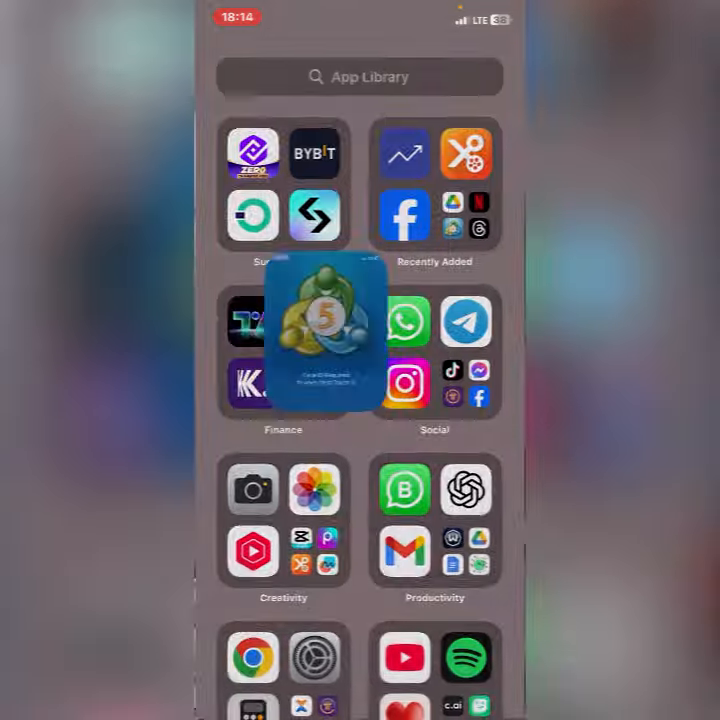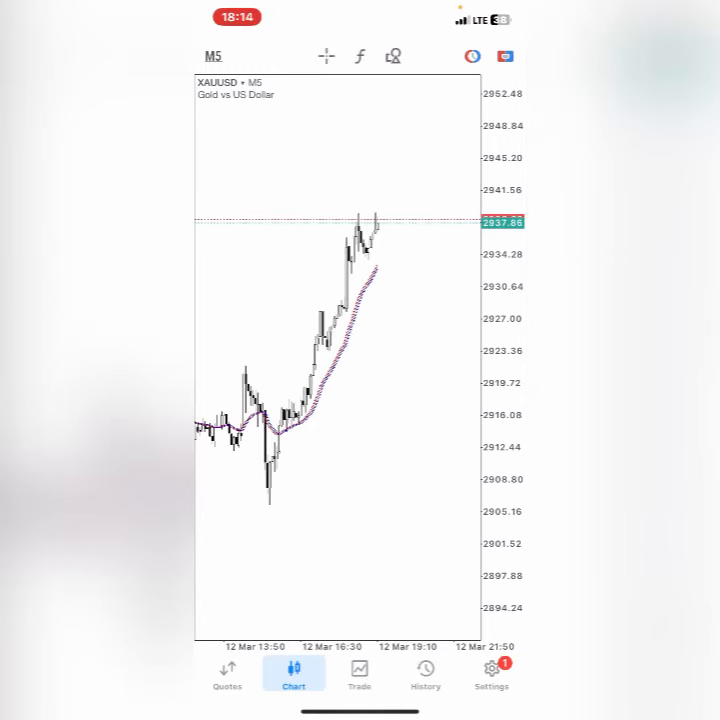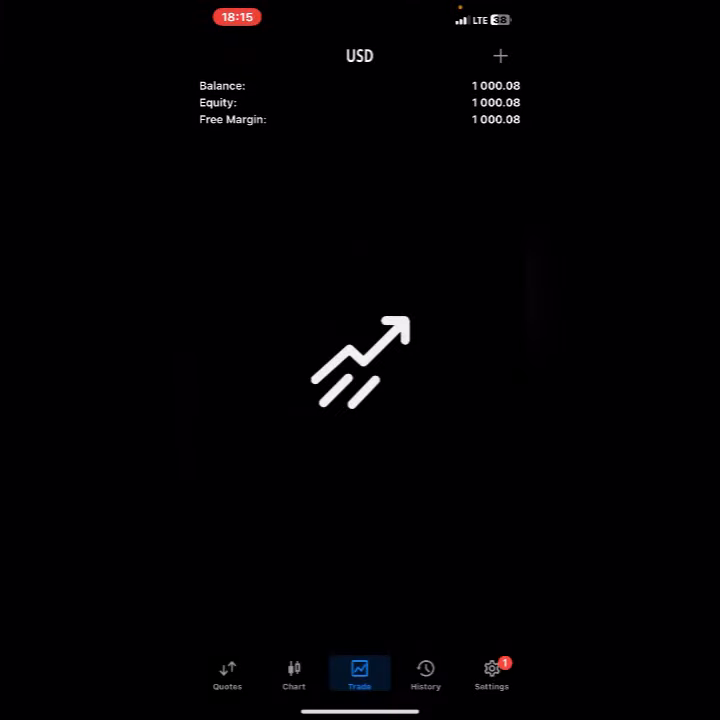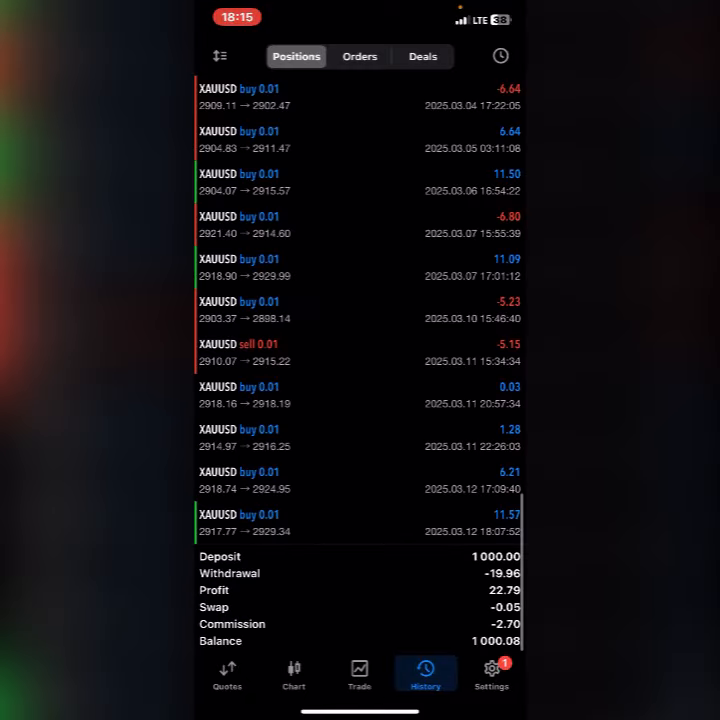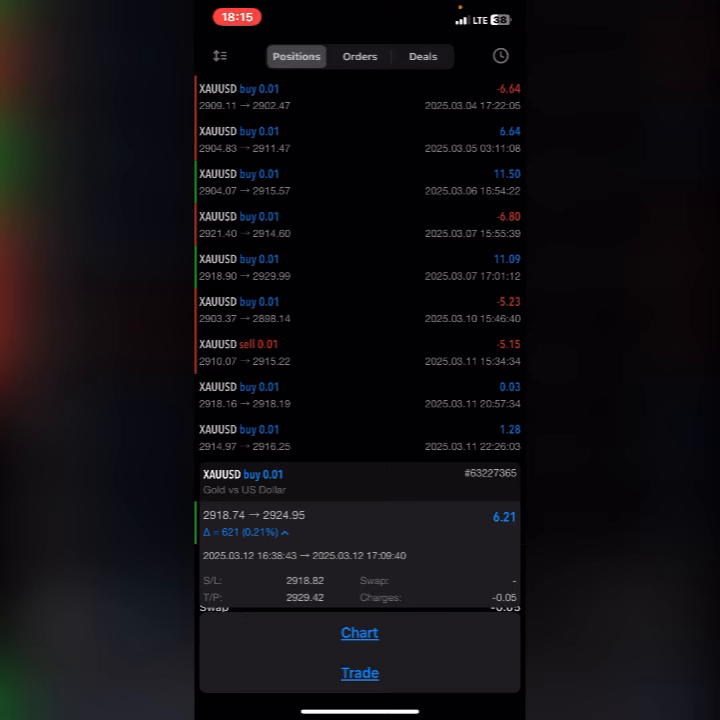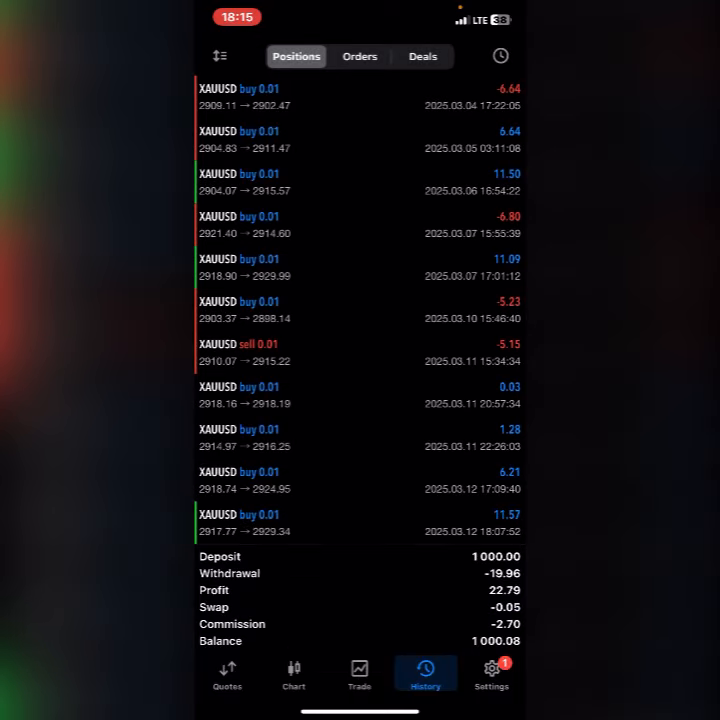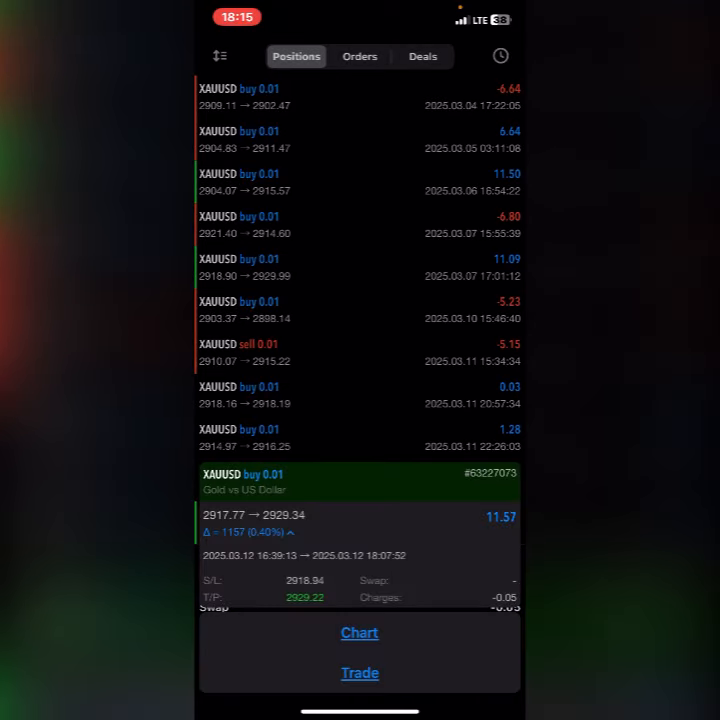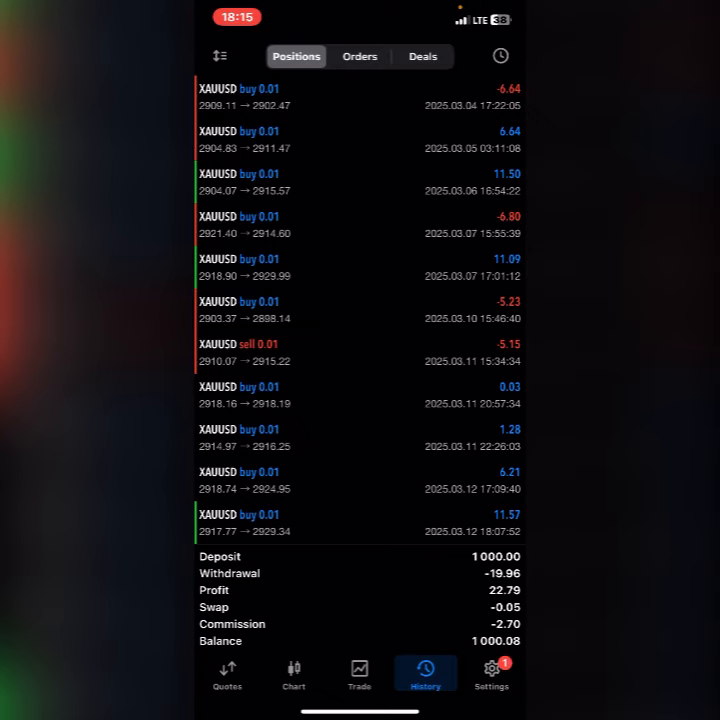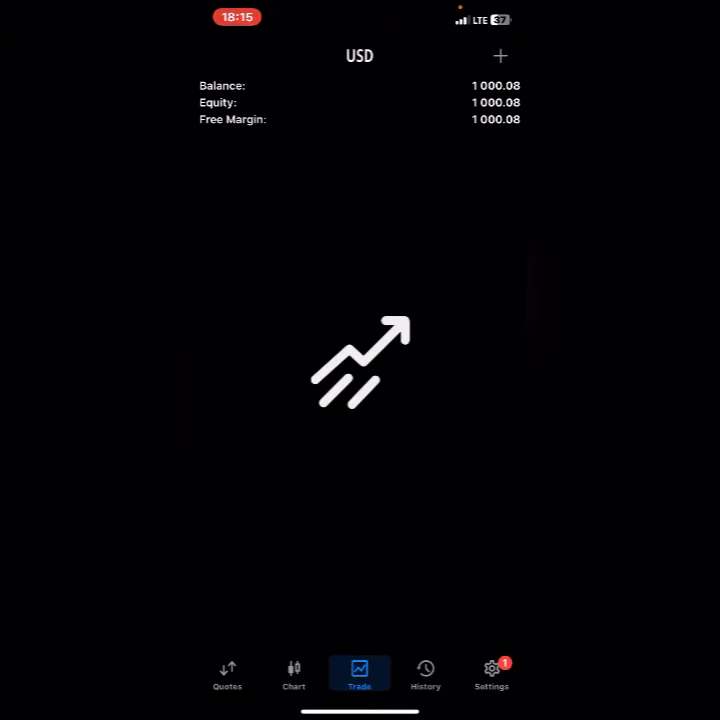Let me show you that on my MT5. As you can see, I'm back to initial balance, back to break even. This is the trade I took today, and this was the partial profit I closed earlier before the trade hit TP. This was the one that hit TP, about $11.57, and this was the partial I closed. All together is about $17, almost $18. Like I said, today is a good day, and I'm back to my initial balance, $1,000.